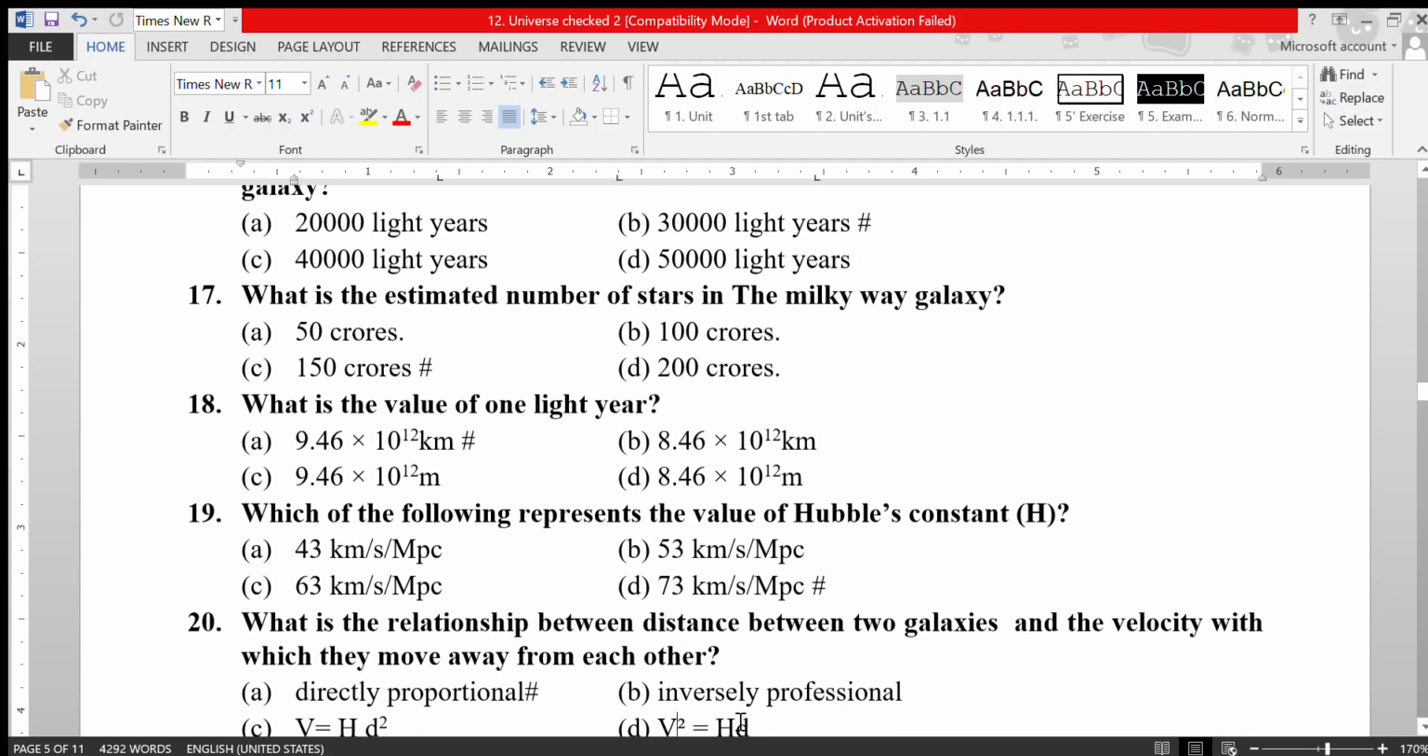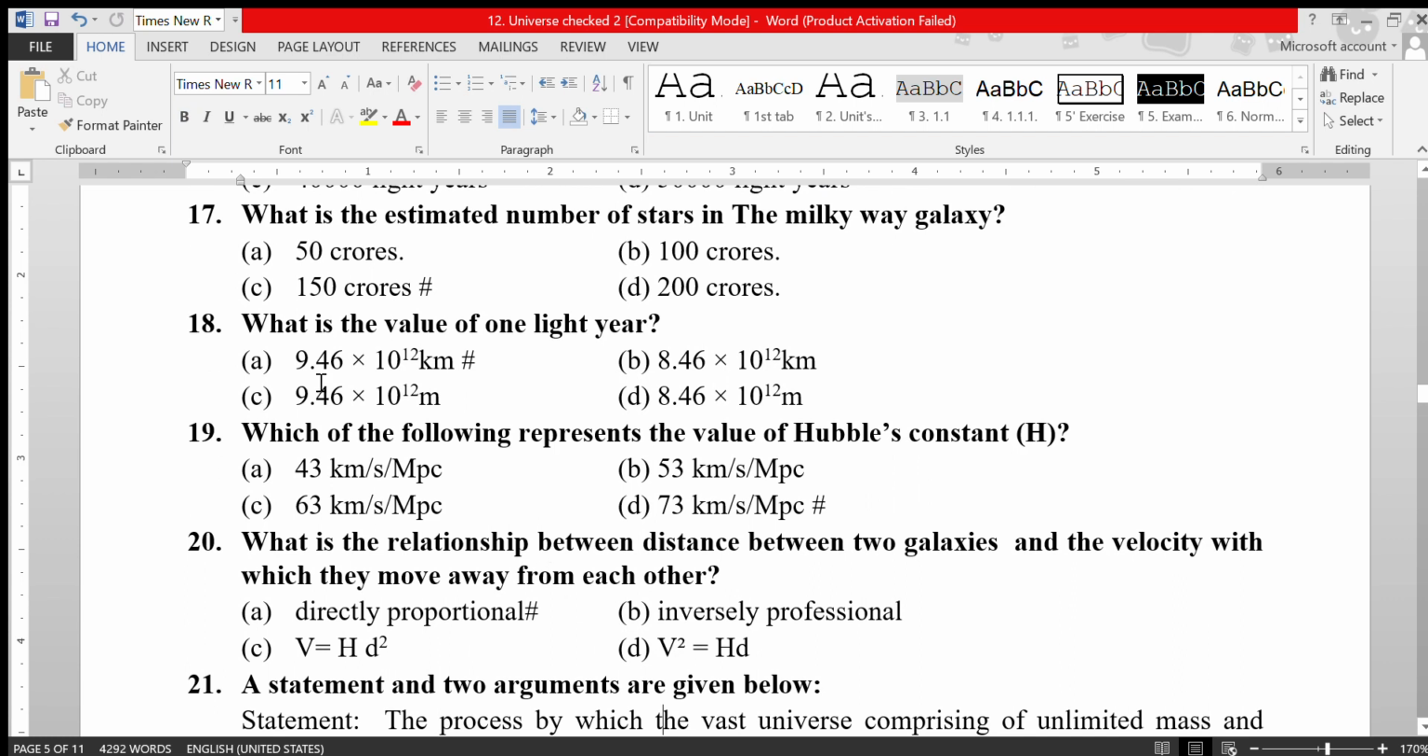What is the value of 1 light year? 9.4 × 10^12 km. Which of the following represents the value of Hubble constant? 73 km per second per megaparsec. What is the relation between the distance between two galaxies and the velocity with which they separate? Directly proportional.